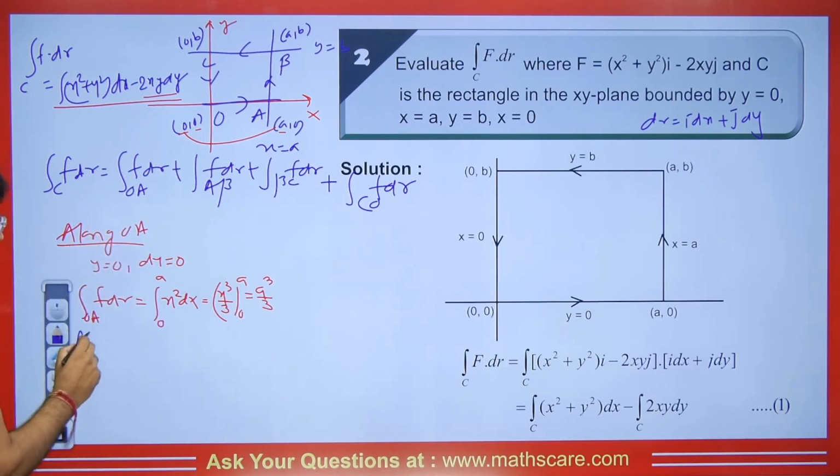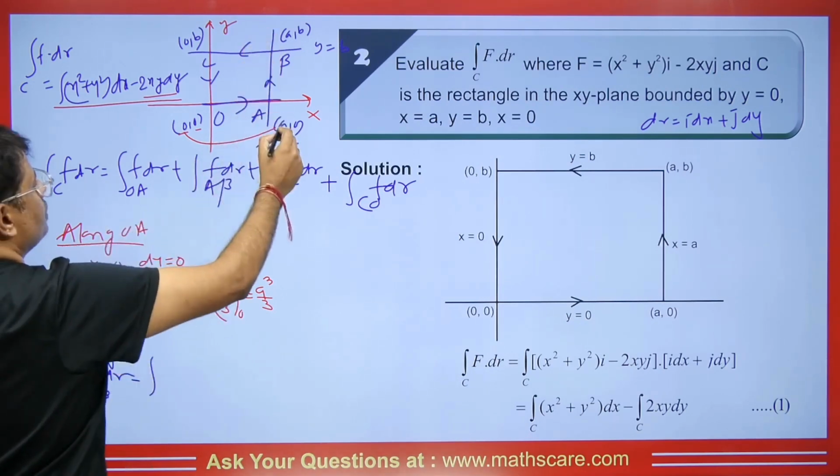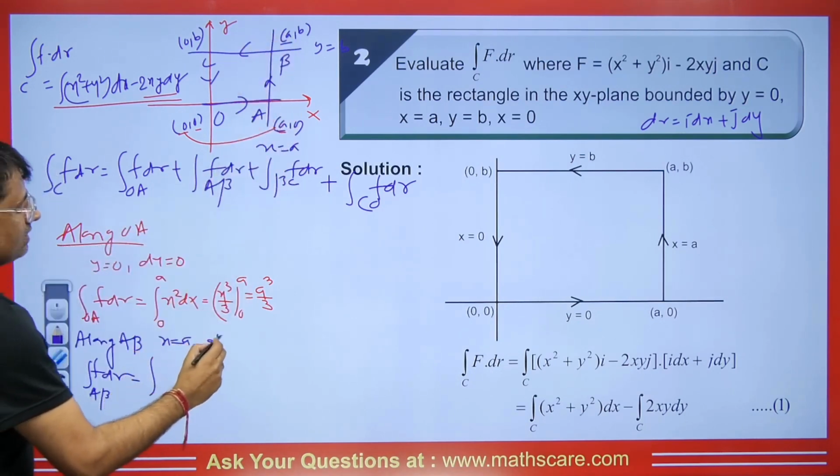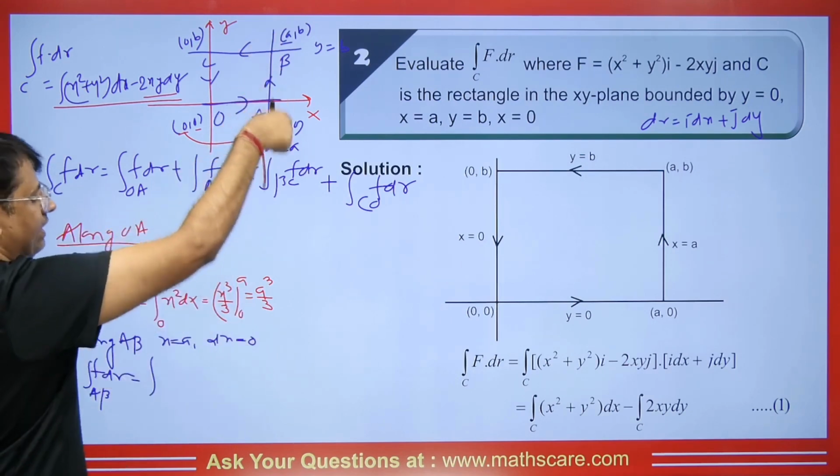Now we'll discuss along AB. Okay. The next point we are discussing will be along AB. And students, when we discuss AB, this will come to F dot dr is equal to, along AB, the X we get here from A to B is A. If X is A, then what will be dx? It will be 0 because X is constant, right students?